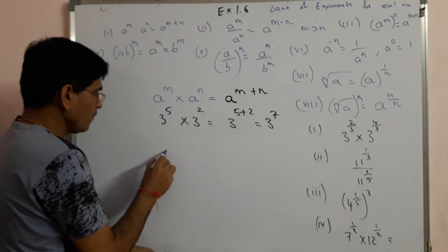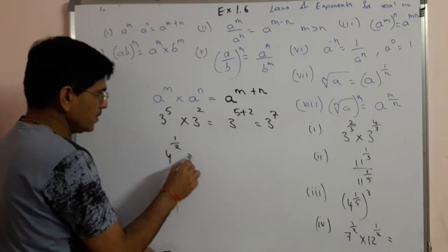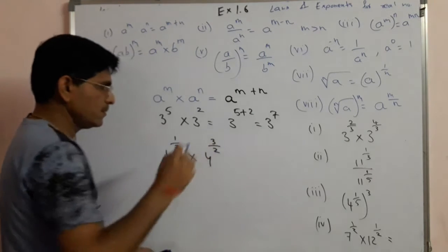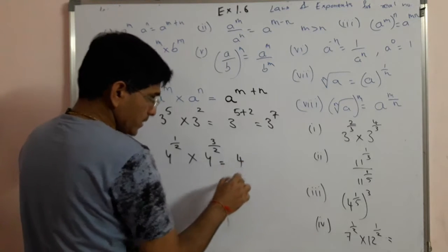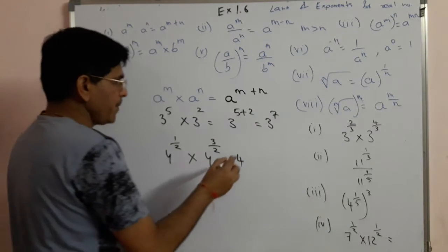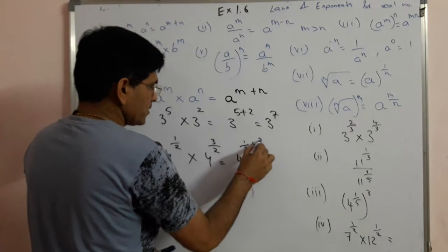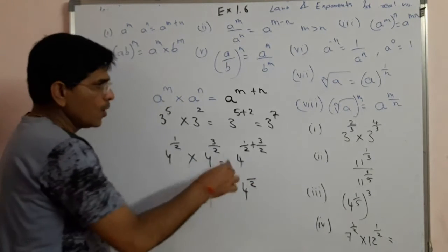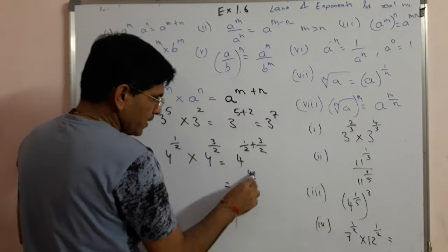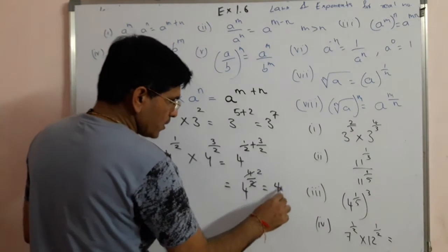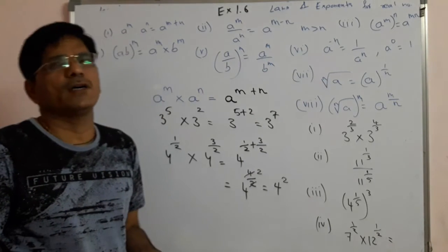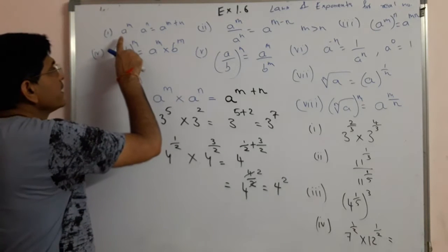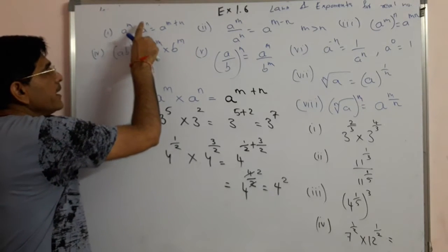Now if you write 4 the power 1 by 2 multiplied by 4 the power 3 by 2. In multiplication we have to add the power, that is 1 by 2 plus 3 by 2. Now the LCM is common, that is 2. 1 plus 3 is 4. Now if we cancel it, that is 2. So 4 the power 2, that is our answer. So it is related with the first rule, a the power m multiplied by a the power n.